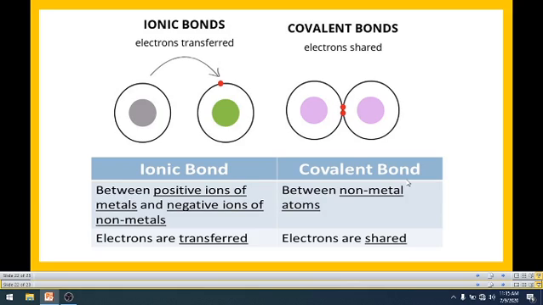Let us recall the ionic bond and covalent bond. Ionic bonds are formed because of transfer of electrons and covalent bonds are formed due to the sharing of electrons. An ionic bond is always formed between metals and non-metals and a covalent bond is always formed between non-metal atoms. Chemical bonds are nothing but the attractive force between the atoms of a compound. There are two types of bond: ionic bonds, formed by the transfer of electrons, and covalent bonds, formed by the sharing of electrons. Okay children, thank you.